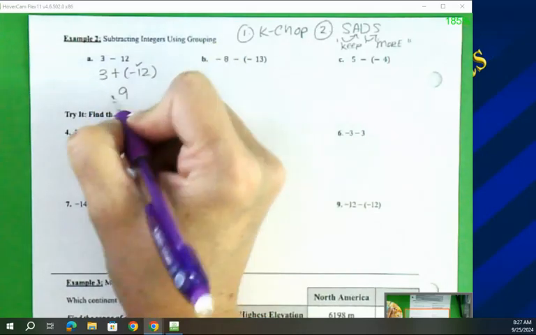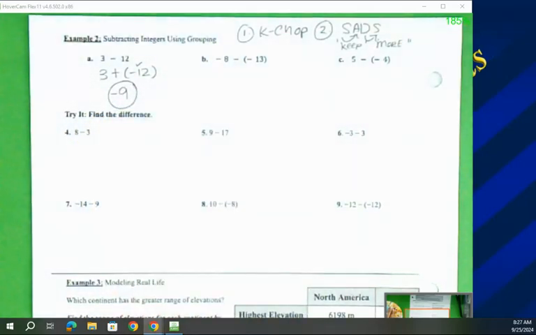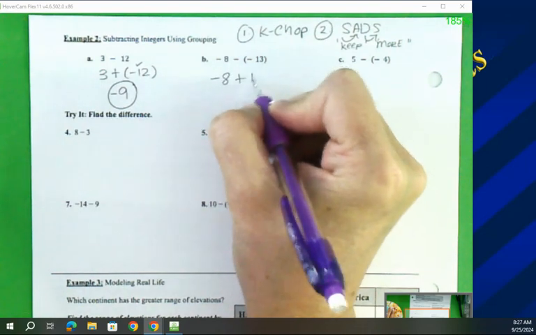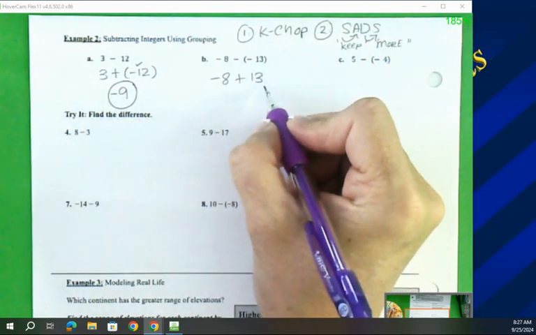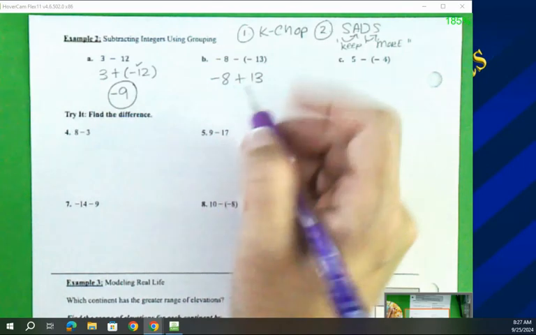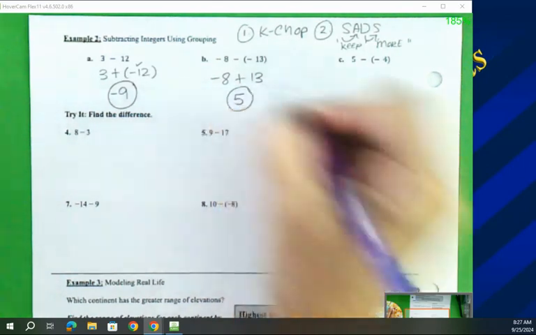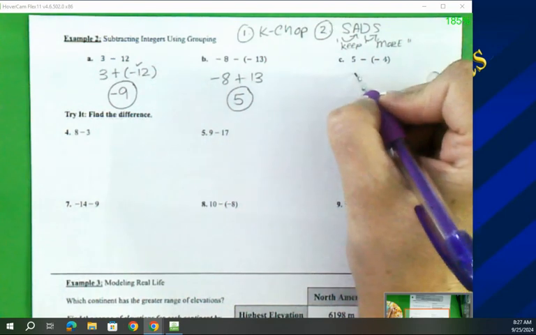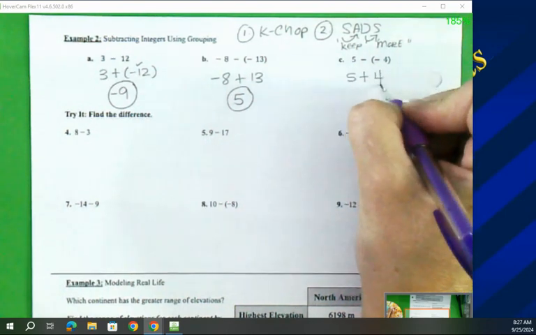And our answer is negative because we have more negative. Part B, we're going to rewrite that as negative 8 plus 13. This time we have more positive, different signs subtract, so our answer is positive 5. Part C, we have 5 minus a negative 4, which is the same thing as 5 plus 4, and we know that's 9.